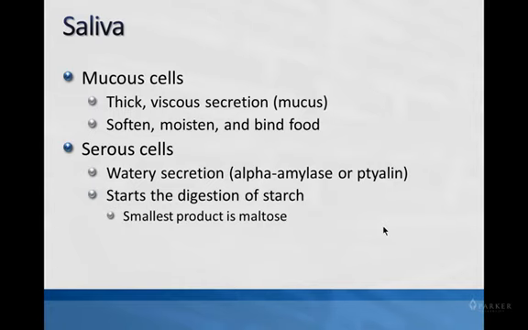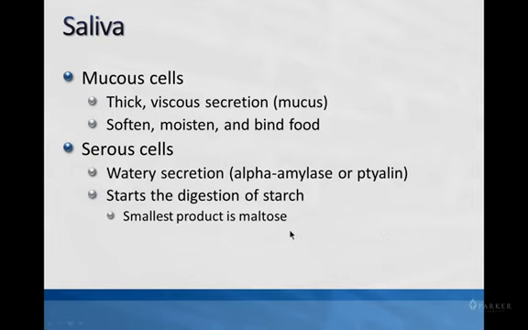in your food. So it begins the digestion of a polysaccharide, starch, and the smallest product you can get to is the disaccharide maltose. So it starts the digestion of starches. If you chew long enough, you can digest the starches, but the smallest product that you'll get is maltose. So digestion is not complete in the oral cavity because we will not be able to absorb maltose. But we'll start the digestion of starch.